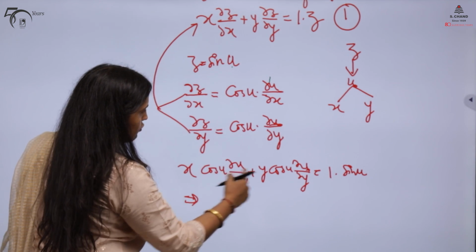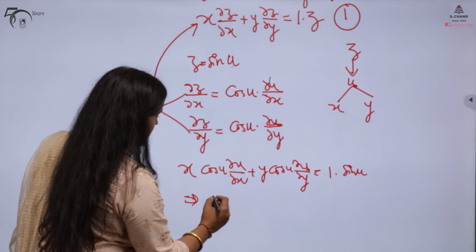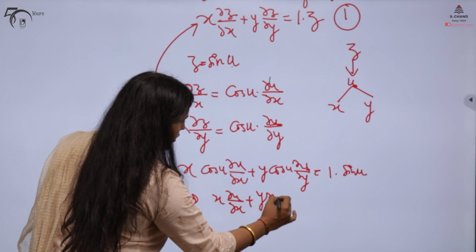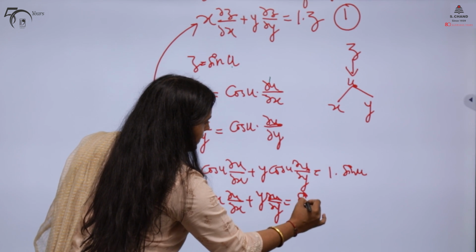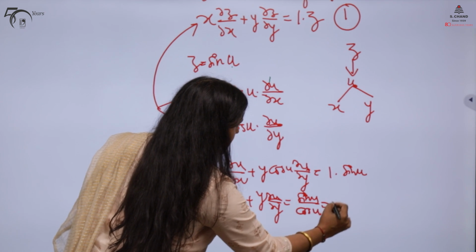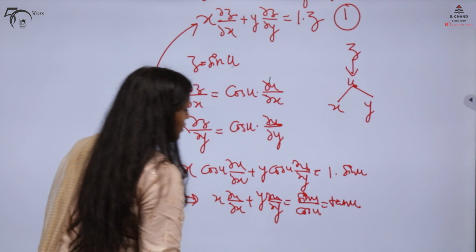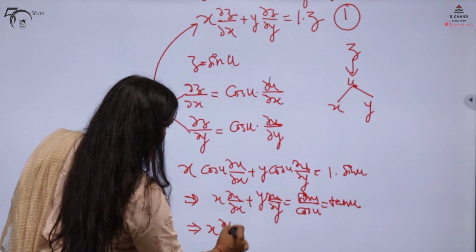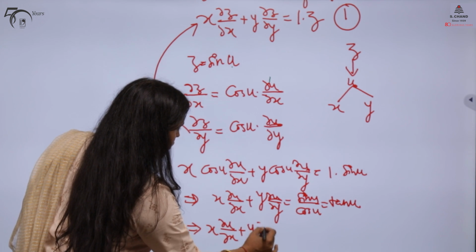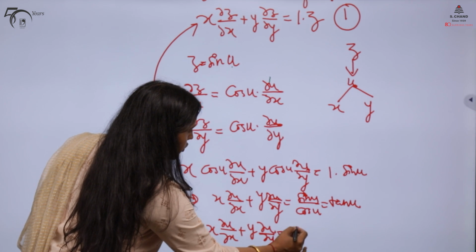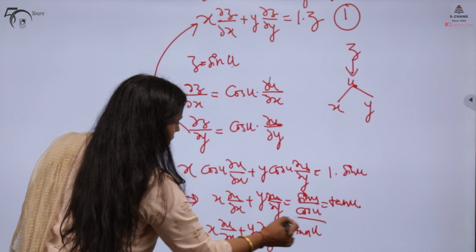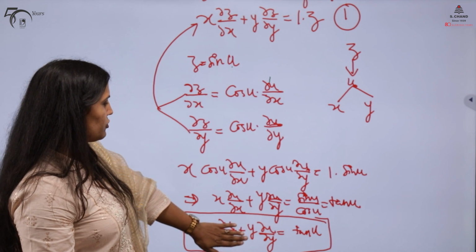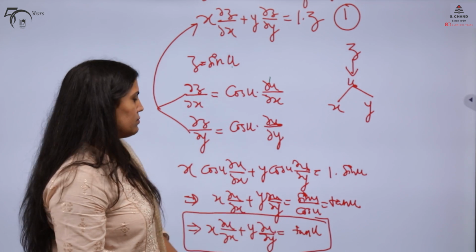And this implies, take this cos u common and take it to that side. Your final expression will look like x del u by del x plus y del u by del y equal to sin u by cos u, that is tan u. Sin upon cos is tan. And the question requirement was this. So we have proved it by using the concept of Euler's theorem. It means you have to have your function homogeneous if you are applying Euler's theorem, and this expression you can remember. If you get such an expression, it means you have to solve it by Euler's theorem only.